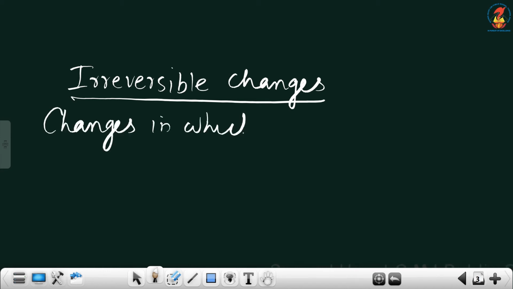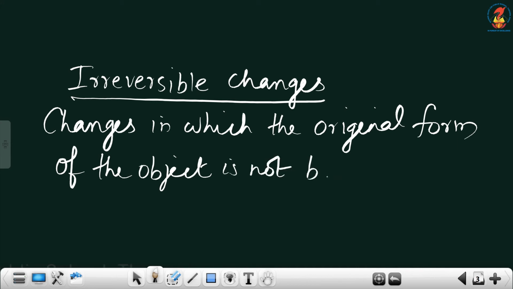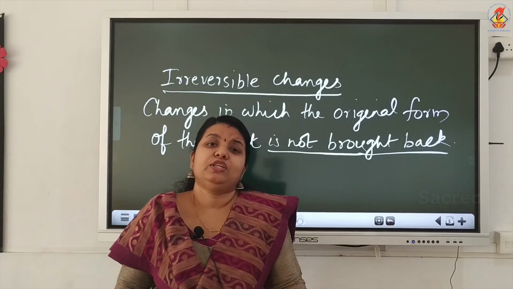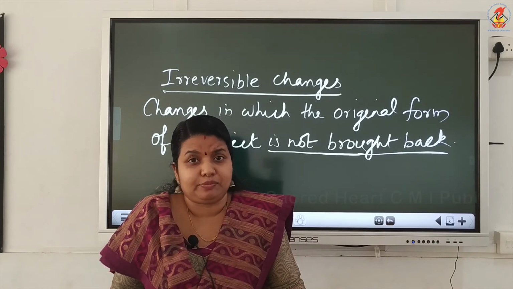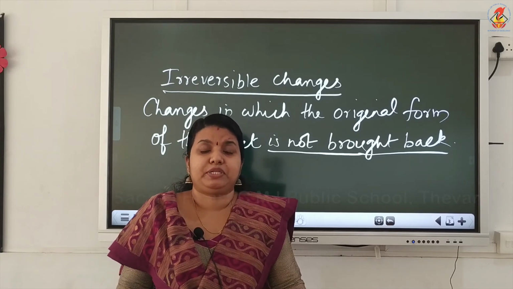Changes in which the original form of the object is not brought back. Such changes are known as irreversible changes, the changes in which the original form of the object is not brought back. In reversible changes, you are able to bring the object back to its original form.